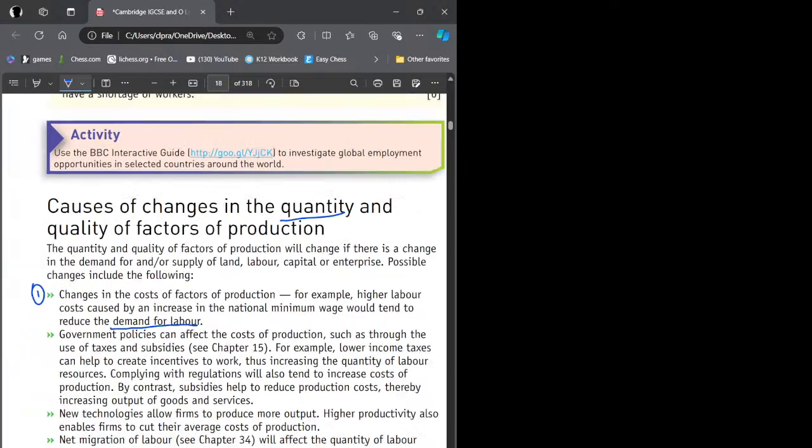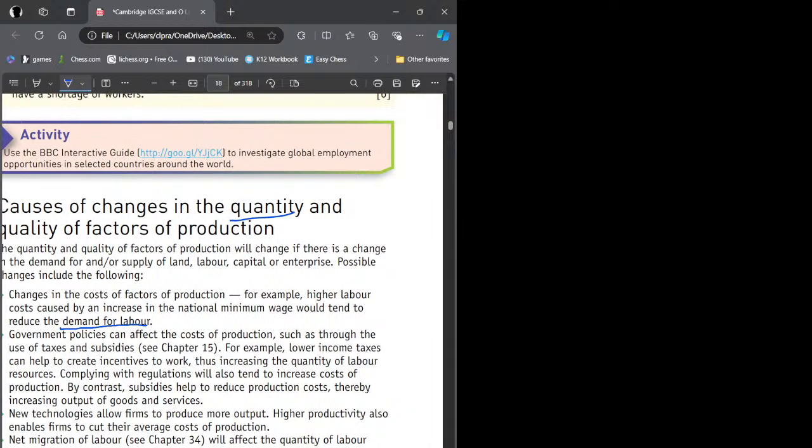Then government policies can affect cost of production. So government policies, we can look at it in two ways. We have taxes and we have subsidies. I'm sure we all know what taxes are. Subsidies are basically financial assistance given by the government to firms in order to help reduce prices. We'll look into subsidies in a later chapter. This is just the beginning, so don't stress yourself with this.